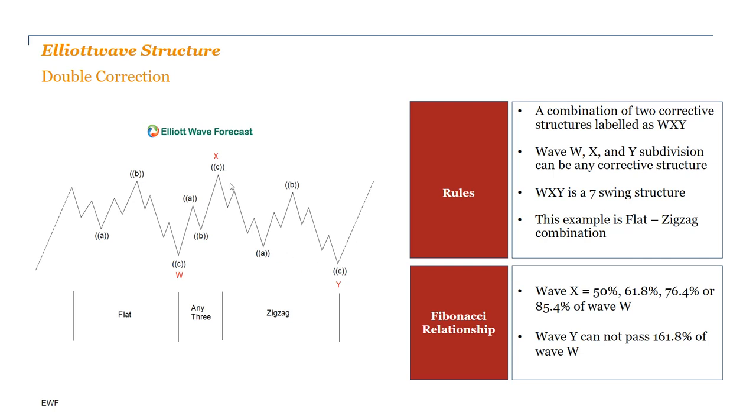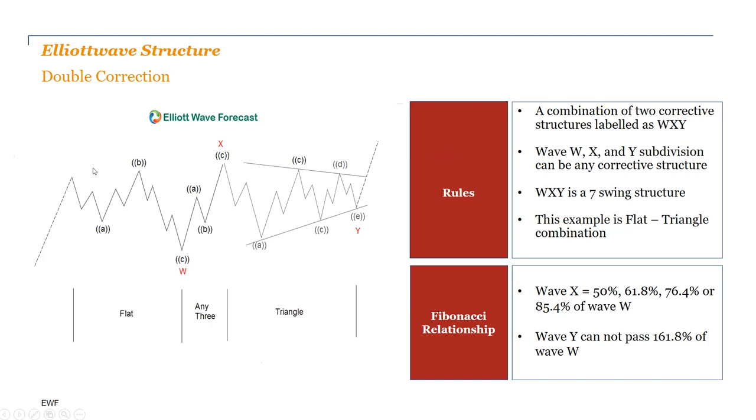Now, the difference between WXY and ABC really is based on the subdivision of this. If this is subdivided into 5 in the first swing and subdivided into 5 with the third swing, then you label this as an ABC. But if the subdivision is only in 3 in the first swing and the subdivision in the third swing is only in 3, then it can be a WXY itself in the lower Elliott wave degree. Okay, so let's take a look at another example.